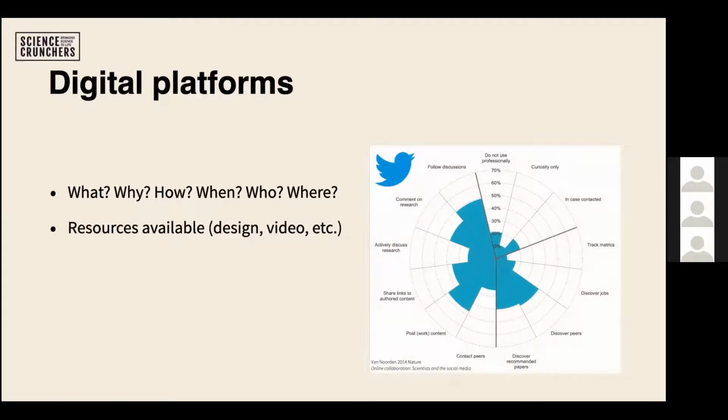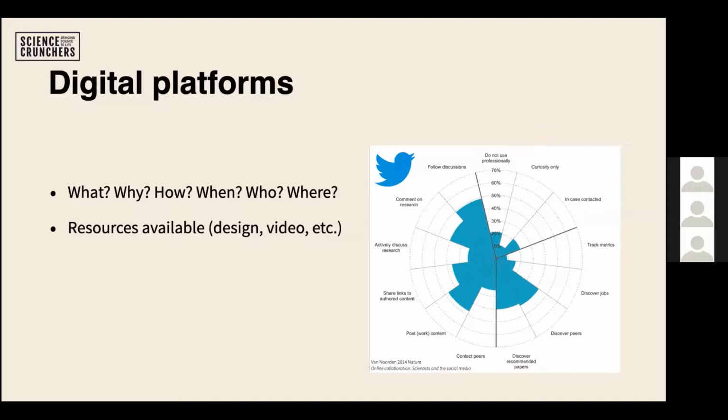I'll show you this plot that I found a couple of weeks ago. It was published a few years ago in Nature, and this paper was comparing how different people or how scientists use the different social media platforms. It compared multiple platforms, and the bottom line and the take-home message is that Twitter is really the main social media platform for scientists to communicate their findings.